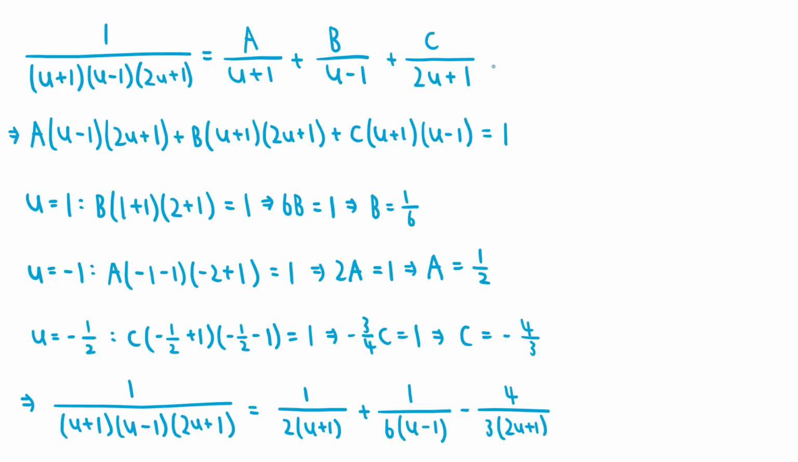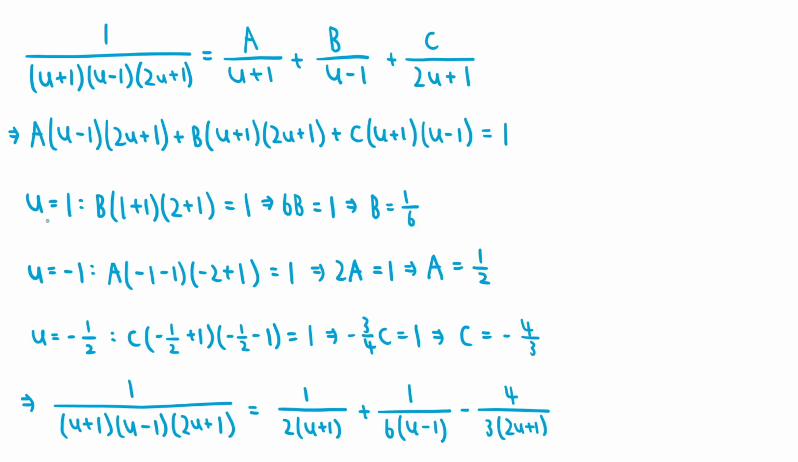So here's how we do the partial fractions. We start with the expression 1 over u plus 1 times u minus 1 times 2u plus 1 and set that to equal a over u plus 1 plus b over u minus 1 plus c over 2u plus 1, because this is how we do the partial fractions when we have distinct linear factors in the denominator. If we multiply both sides of this equation by u plus 1 times u minus 1 times 2u plus 1, we end up with the equation a times u minus 1 times 2u plus 1 plus b times u plus 1 times 2u plus 1 plus c times u plus 1 times u minus 1 equals 1.